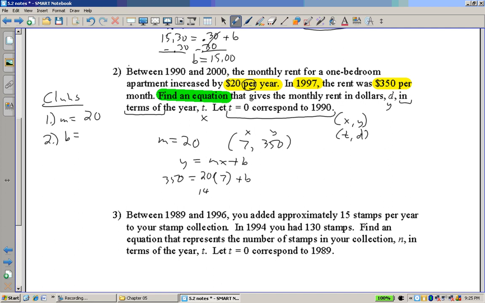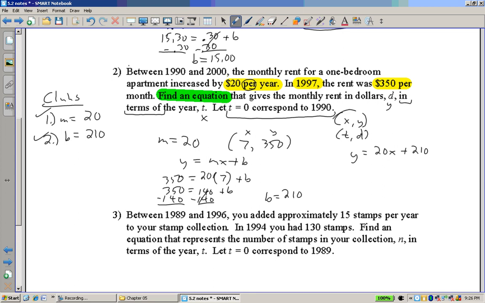7 times 20 is 140. We're going to subtract 140. B equals 210. So I have the slope and I have the y-intercept, I'm ready to go. Now, normally people would want to say y equals m, which is 20, x plus b, which is 210.